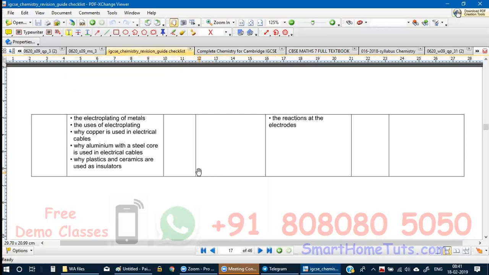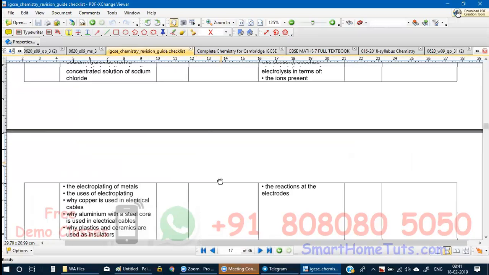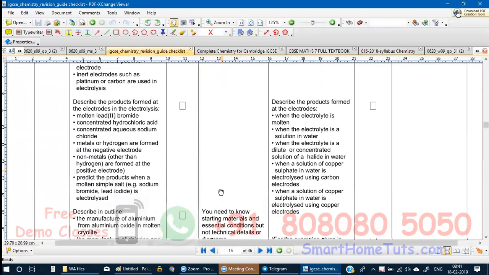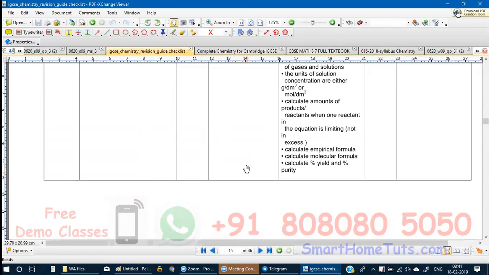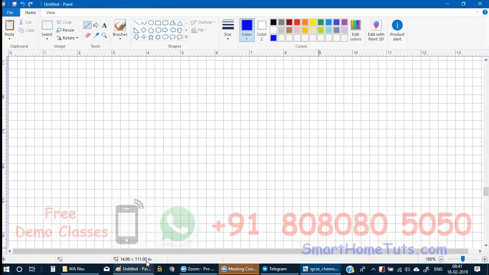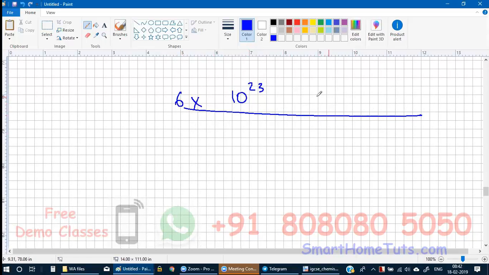What is Avogadro's constant? Avogadro's constant is the number of particles present in 1 mole of a substance. It is always 6 into 10 raised to 23 particles. It can be atoms, ions, molecules, whatever. So 6 and then you put 23 zeros. It is the number of atoms present, or number of molecules present, or number of particles present in 1 mole of a substance.